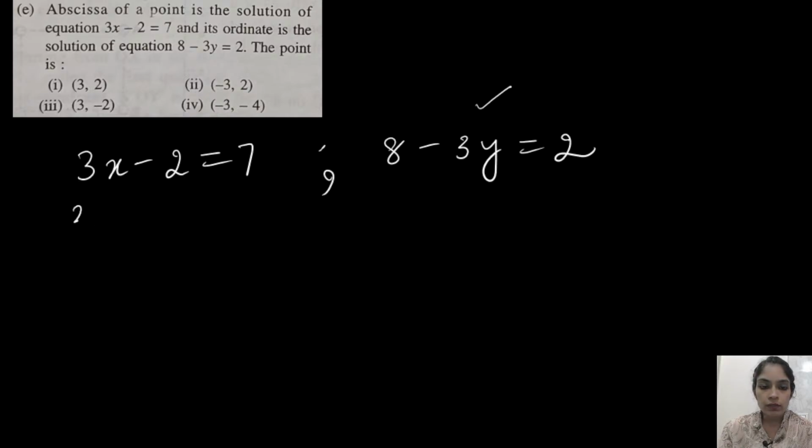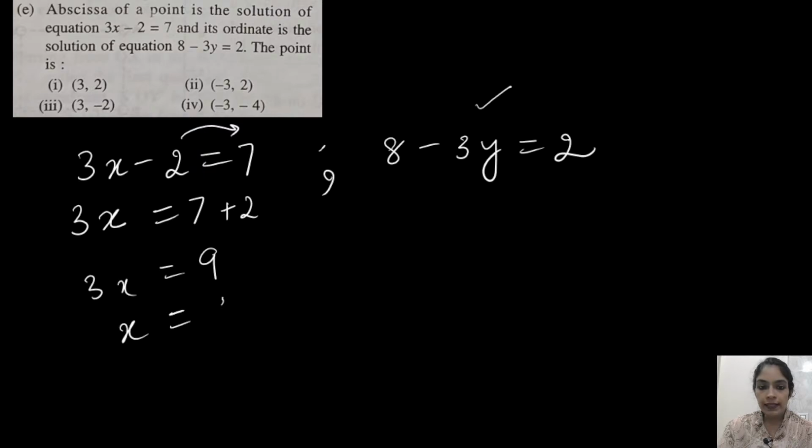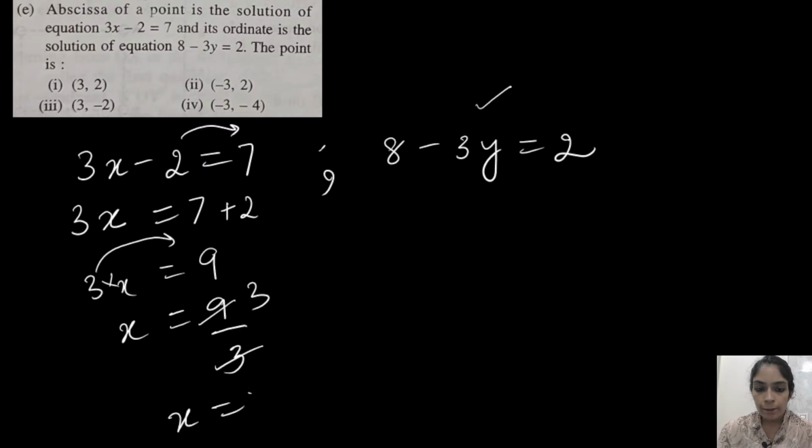Solving, first of all, let's simplify the first equation. 3x minus 2 equals 7. We shift the 2 to the other side, because we have to keep x on this side. So 7 plus 2, when we shift minus 2 to the other side, it becomes plus 2. 3x is equal to 9, then x is equal to 9 by 3. Because this 3 is multiplying on one side, when we shift it to the other side it gets divided. So the x value we will get is 3.